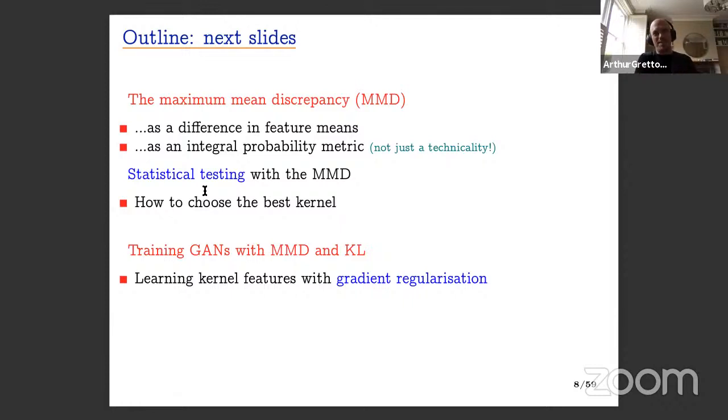And then I'll talk about statistical testing. And then finally, I'll talk about how to train GANs. So the GAN training is probably going to be in tomorrow's lecture.